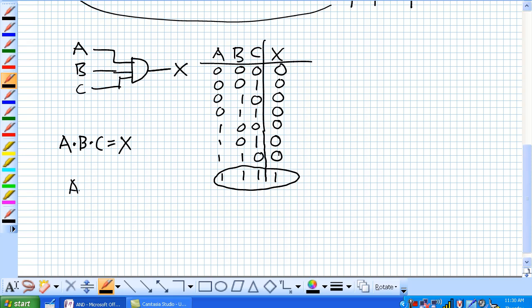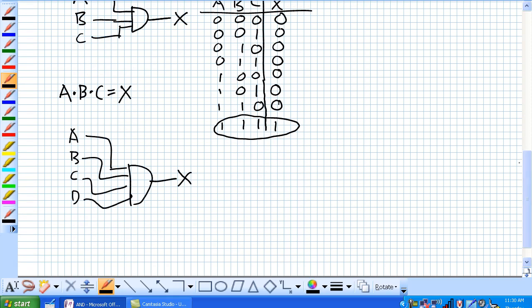Now we can do a four-input, A, B, C, and D, all going into an AND, and X is our output. When is X high? The only time it's ever high is when A and B and C and D are simultaneously high. Okay, let's talk about some application examples.